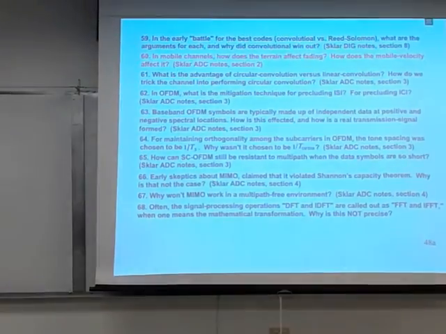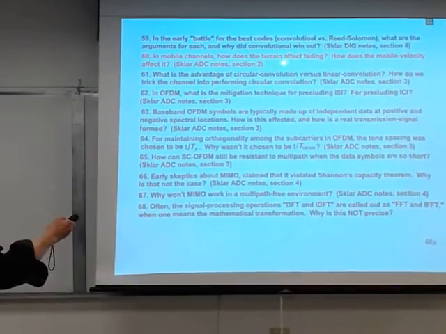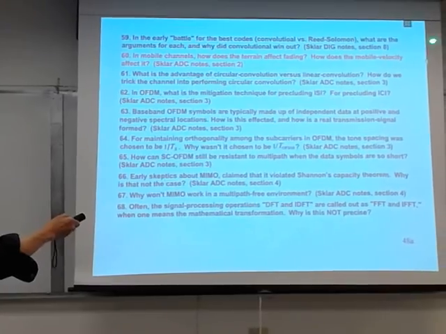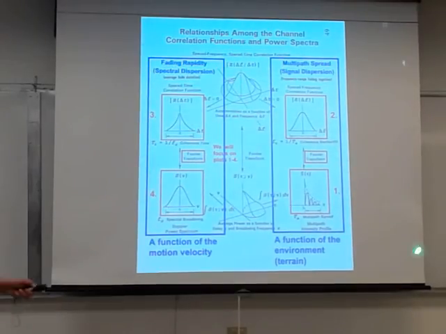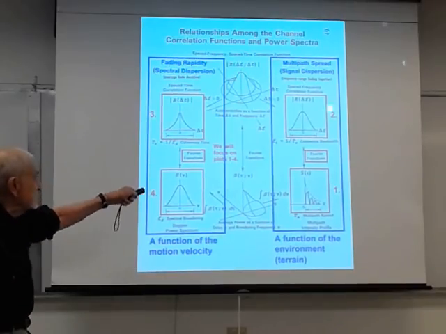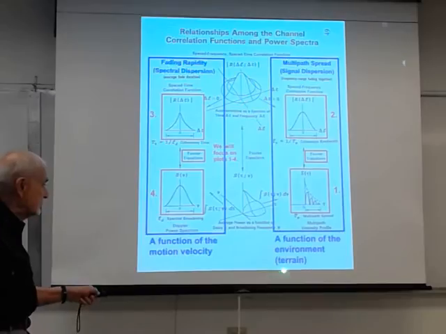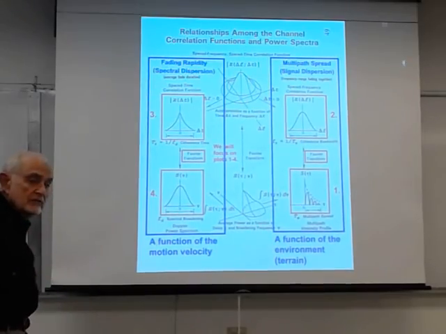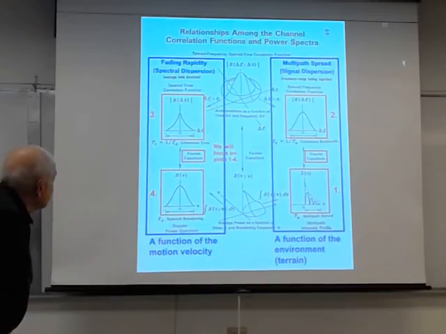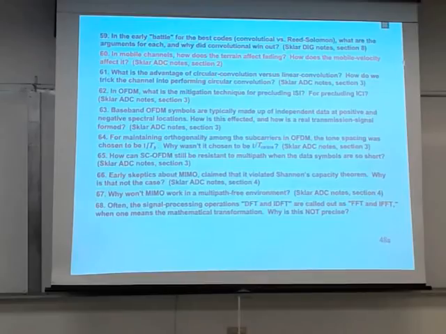Okay, now in mobile channels, how does the terrain affect fading, and how does the mobile velocity? Well, this is just a review. We said that already. Remember, everything on this right-hand side has nothing to do with movement. It just has to do with a function of the environment, the terrain. And everything here is a function of velocity. It's called time changes. It might just as well have said spatial changes.